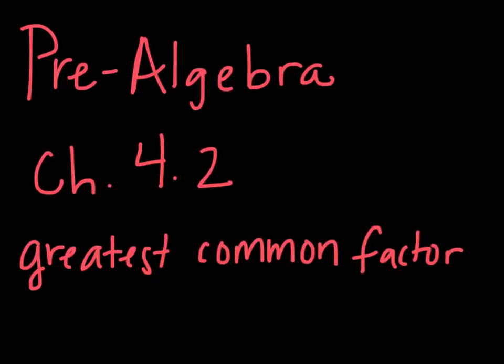Hello, Wolves. This is Pre-Algebra Chapter 4.2, Greatest Common Factor. In previous lessons, we found all the factors of a whole number. Now we're going to find the greatest common factor of two or more whole numbers. Let's begin.